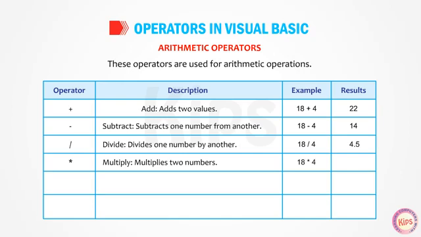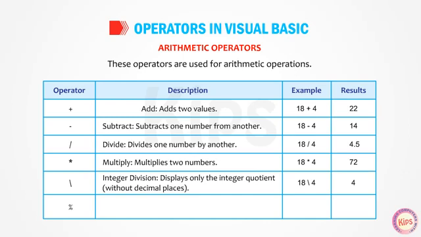18 * 4, result 72. Integer division displays only the integer quotient without decimal places. 18 \ 4, result 4. Modulus returns the remainder from the division operation. 18 Mod 4, result 2.